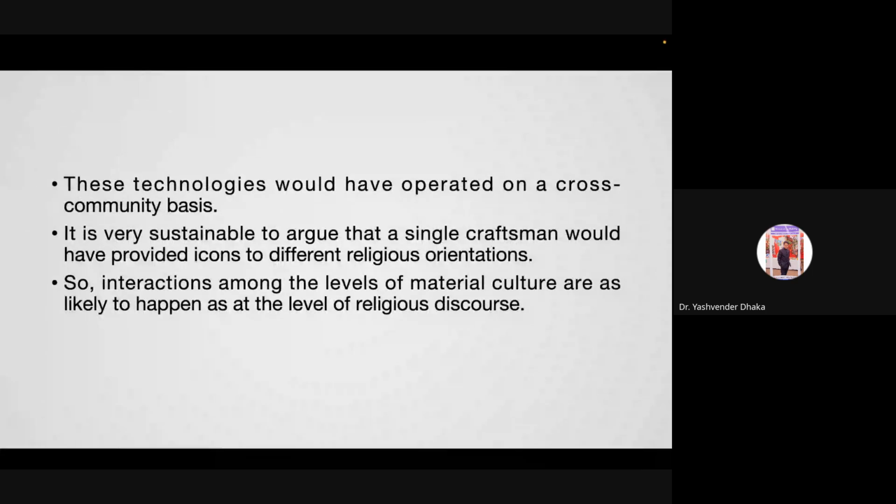The second point is, it is very sustainable to argue that a single craftsman would have provided icons to different religious orientations, as we have discussed earlier. And then interactions at the level of material culture are as likely to happen as at the level of social discourse. So it might be with the help of your preceptors, you donate, and then you interact with them: how to write, what not to write, what to incorporate, what not to incorporate, because the brevity of inscription forces you to write limited sentences.